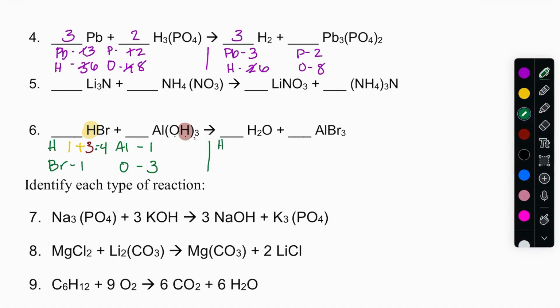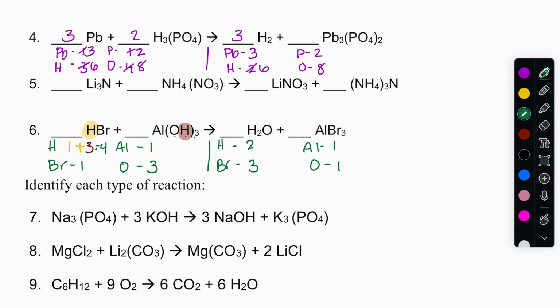On the right side, hydrogen, bromine, aluminum, and oxygen. I have 2 hydrogens, 3 bromines, 1 aluminum, and 1 oxygen. So if I look at my count, my bromines and my oxygens are wrong. My hydrogen's wrong, but that's weird, so I'm going to come back to it later.